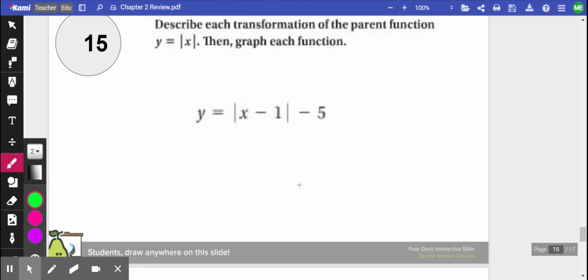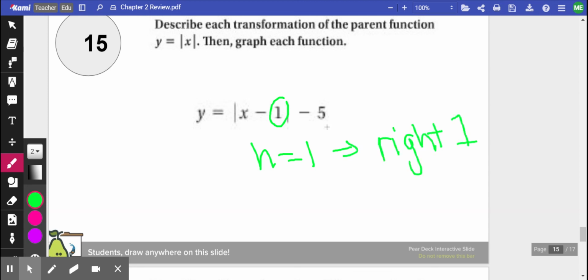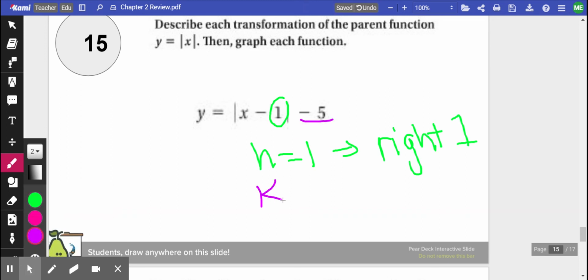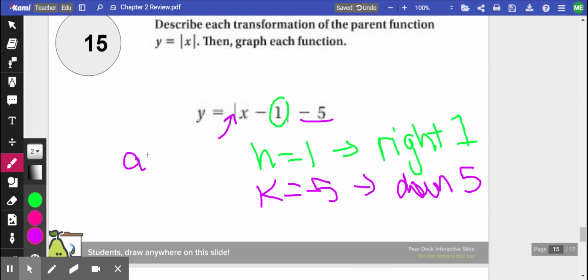So looking at the last problem, we'll look at it here. We see H is 1. That tells me it's a horizontal shift. So I'm going right 1 unit. -5 in the back tells me that's my K. So I'm going to go my vertical shift. So I'm going down 5. And if you look in the front, A is just 1. So there is no change for my factor.